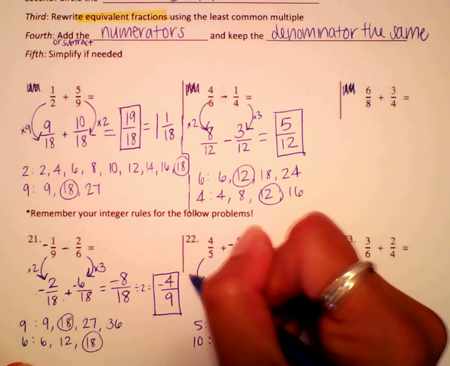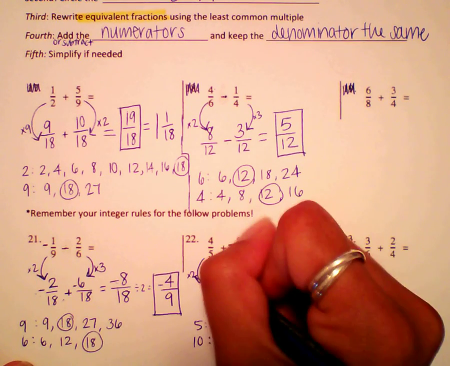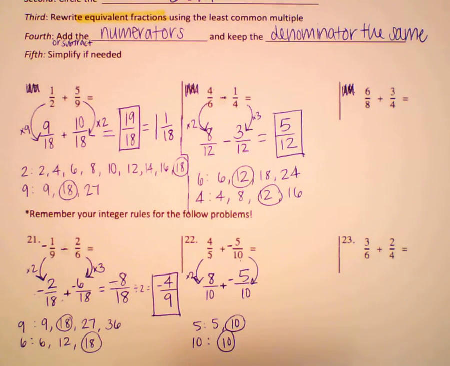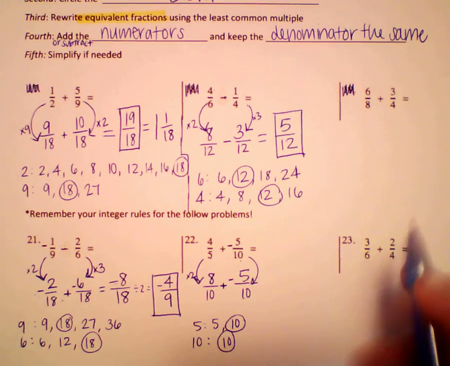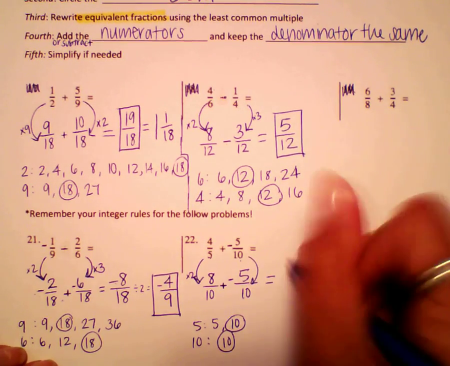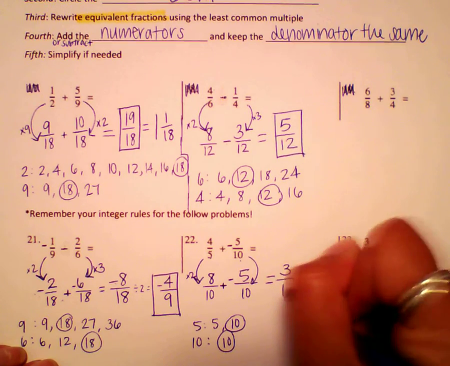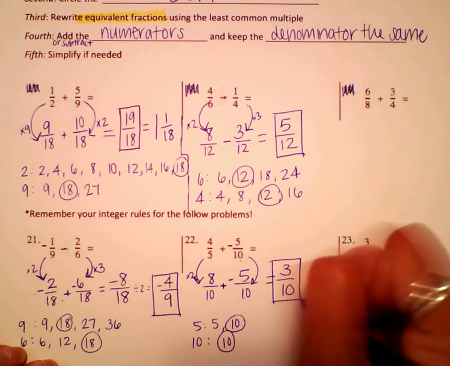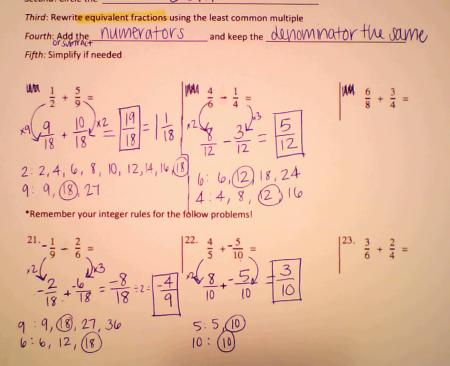All right, so 5 times 2 gets me to 10. 4 times 2 gets me 8. Adding a negative is the same thing as subtraction. So all I'm doing here is 8 take away 5 is 3. Keep my denominator the same. And that's that. Notice that my answers are in a box. You can put yours in a circle. But again, keeping everything really nice, neat, and laid out so that it's easy for anyone, especially me, to follow would be much appreciated.